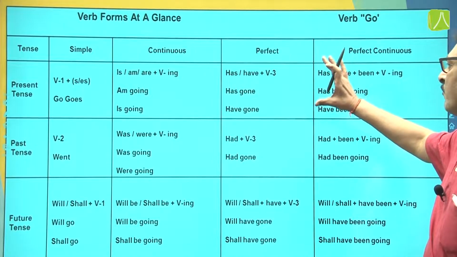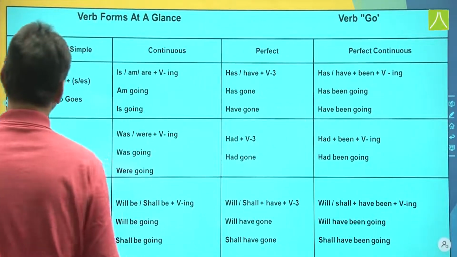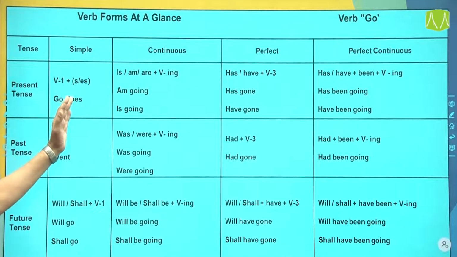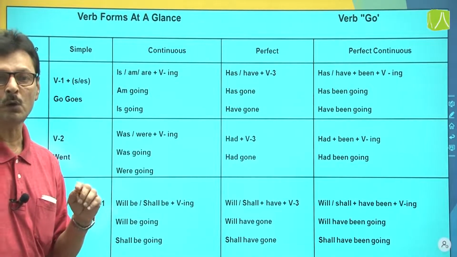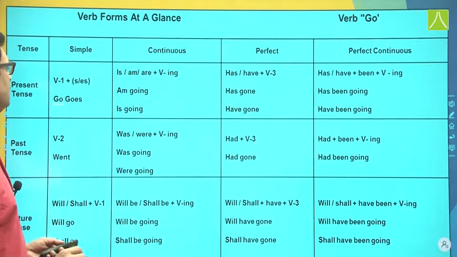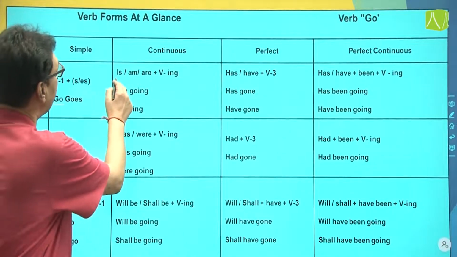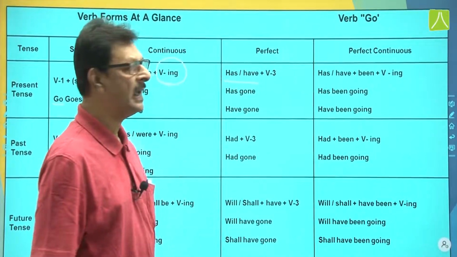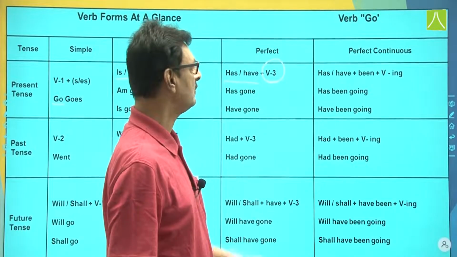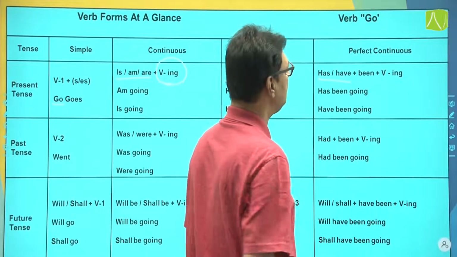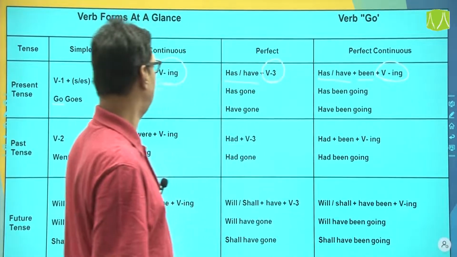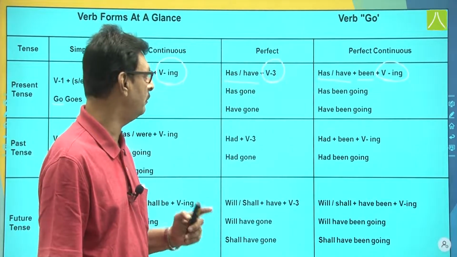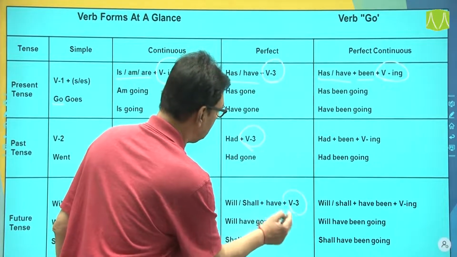I have just taken the form of the verb go, and this is the way the forms are written. In present tense, it is the first form plus the S or ES form of the verb, that is, he goes to school, my friends go to school, and so on. Similarly, in continuous, the helping verb is, am, are, plus it will always take the ing form. In present perfect, the helping verbs are has or have and it will always take the third form of the verb. And finally, the present perfect continuous tense will have has, have plus been plus the ing form of the verb. So all the continuous tenses and the perfect continuous tenses will always take the ing form of the verb, and the perfect tenses will always take the third form of the verb.